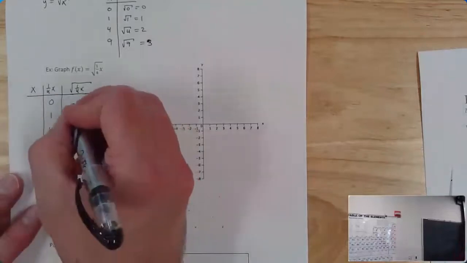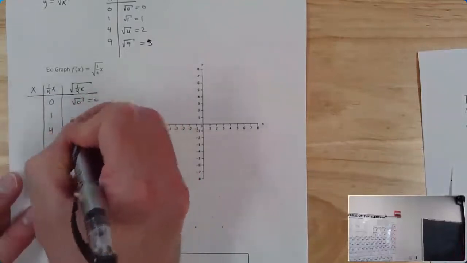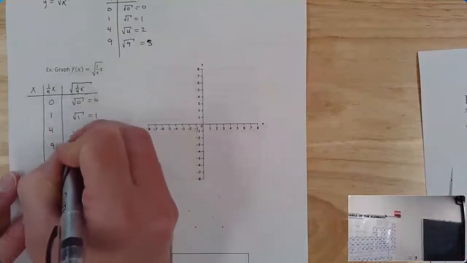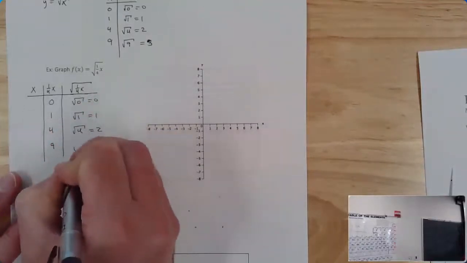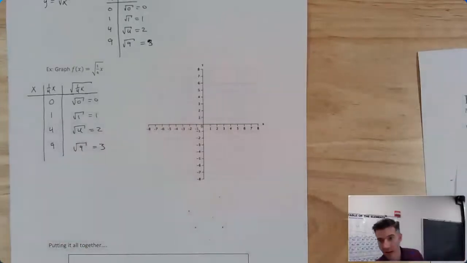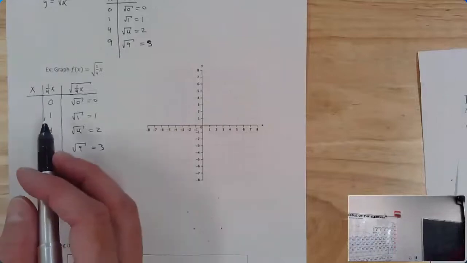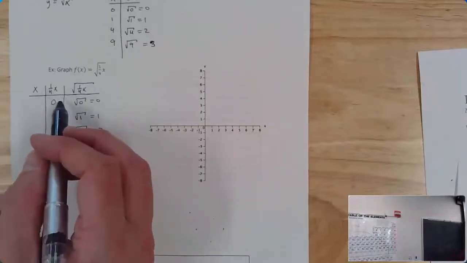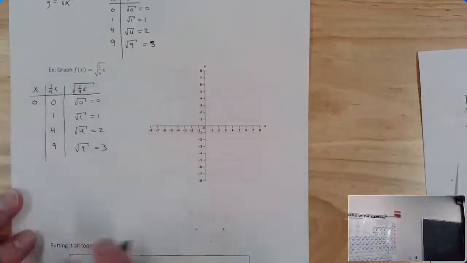The square root of 0, still 0. The square root of 1, still 1. The square root of 4, still 2. The square root of 9, still 3. The problem is, those aren't my actual x values. My x values need to be a bit bigger. And not the first one, right? If 1/4 of x is 0, then x was 0.